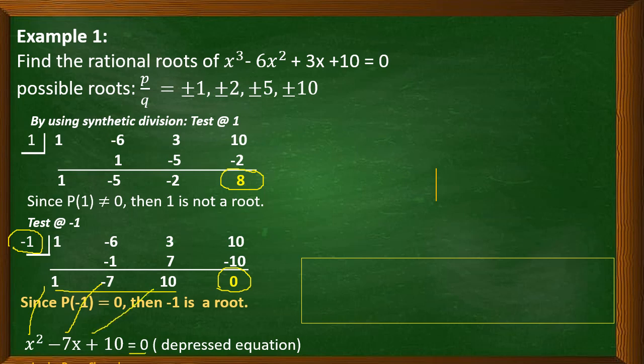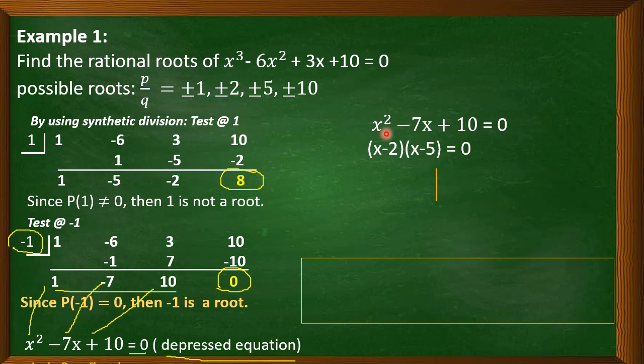This is what we call the depressed equation. Now with the depressed equation that we have, since it's already a quadratic equation, it is easy for us to solve for x. And in your grade 9, it has been discussed to you how to find the roots of a quadratic equation. So, factors of 10 that will give a sum of negative 7 are negative 2 and negative 5.